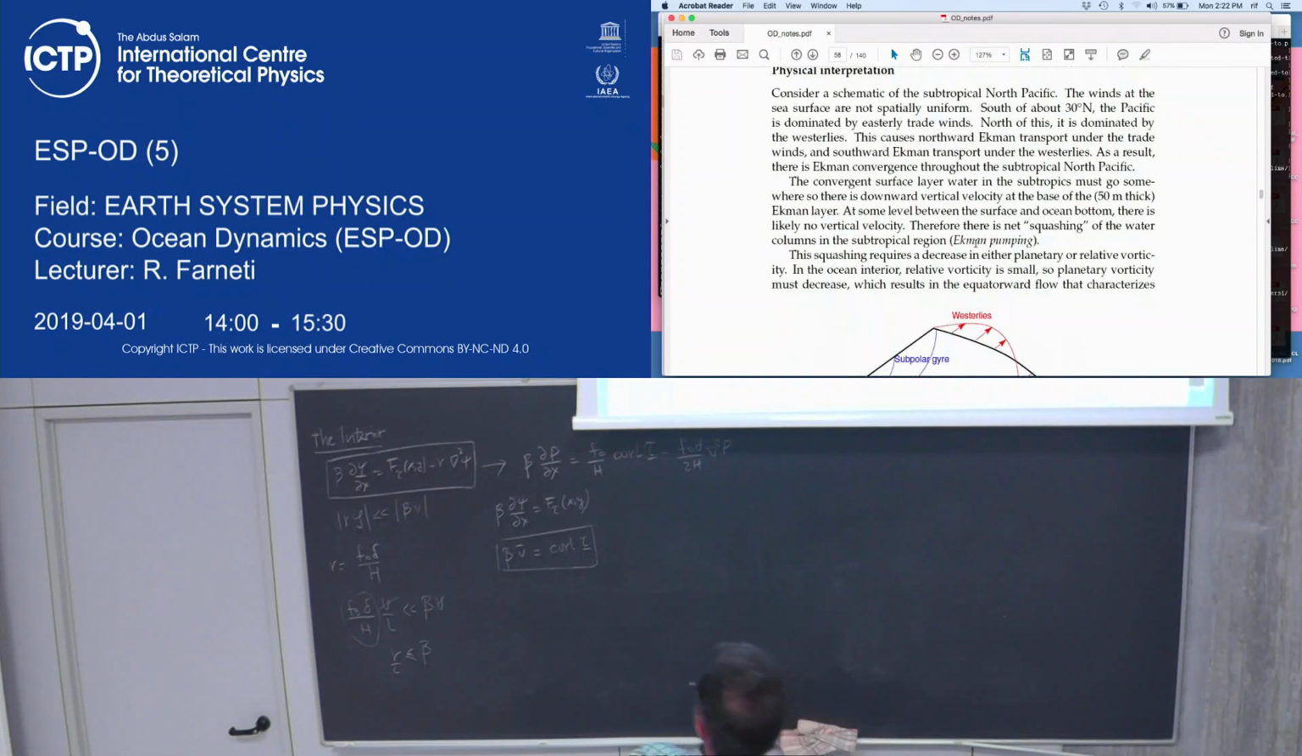So all the theory that we are developing is for a typical subtropical gyre, just for convenience, as you'll see. It could be for a subpolar gyre, and instead of V towards the equator, you get V towards the pole. It's the same.